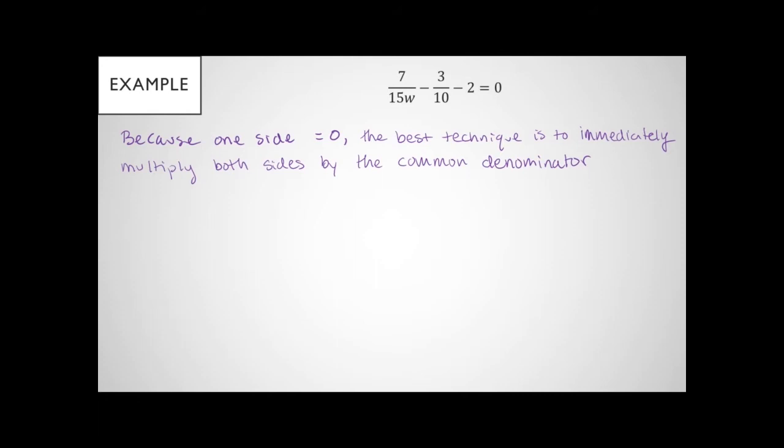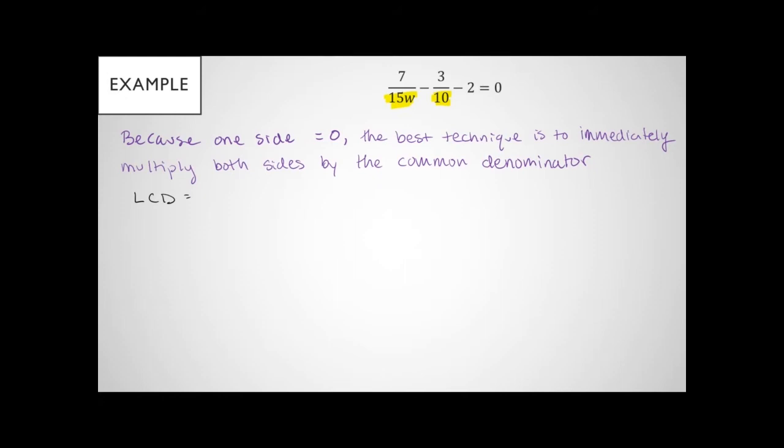So our least common denominator here. We're looking at our denominators, which I'll highlight here. We have 15w and 10. We don't care about the 2. We're just caring about the denominators. If we look at the numbers 15 and 10, we want a number that they both divide into. So it has to be bigger than or equal to both of them.